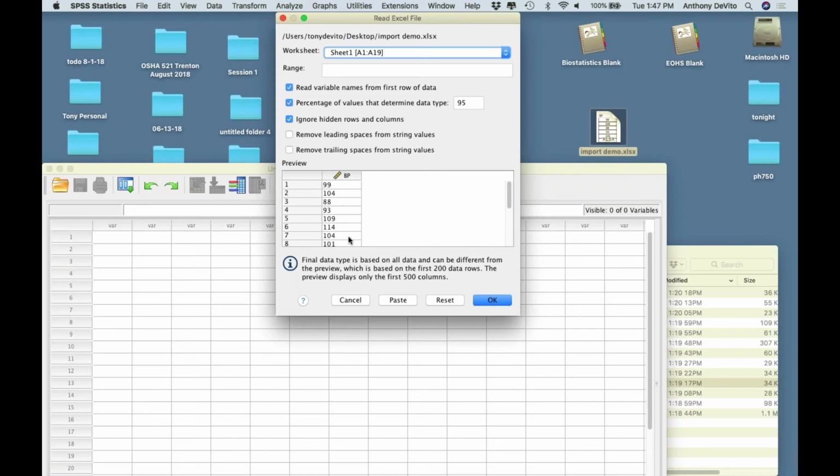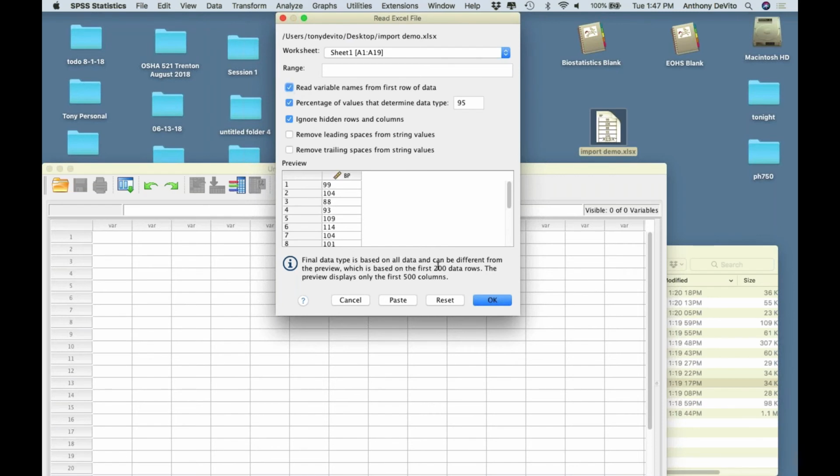Then it started with the first number that was present. If I turn that off, it's going to try to give it a fake variable name, D1, and include that in the data. So if that's the case, I need to check that off. If you don't have a variable name in the top row and it's all data, you want to make sure that's unclicked, because otherwise you'll lose that first row of data.